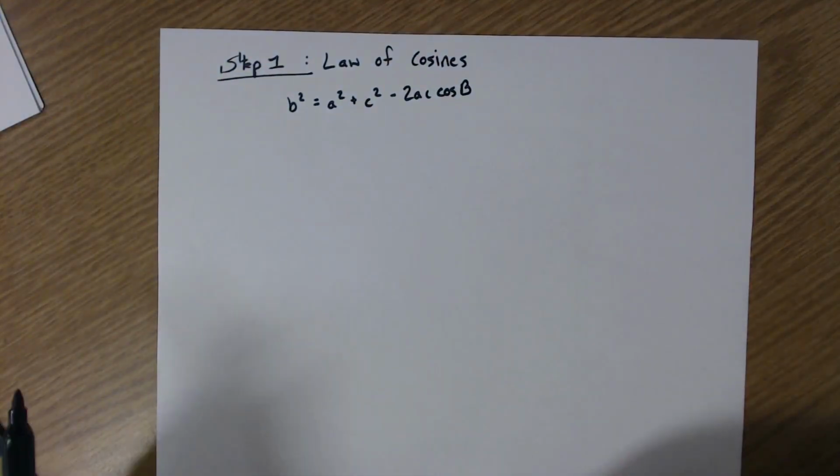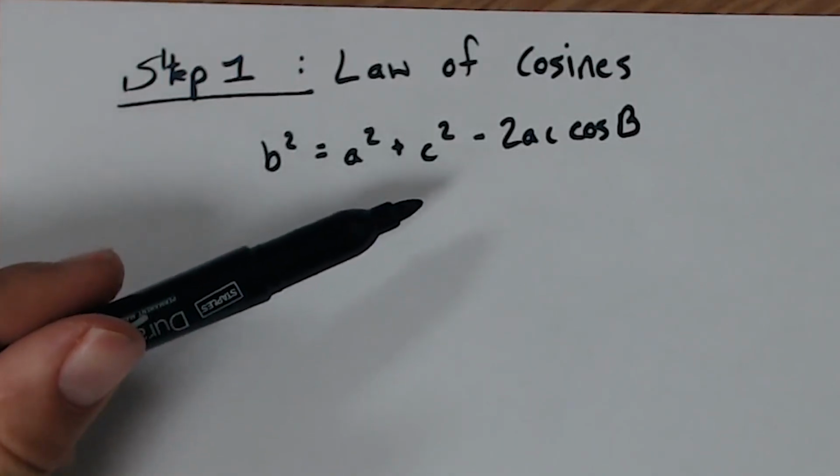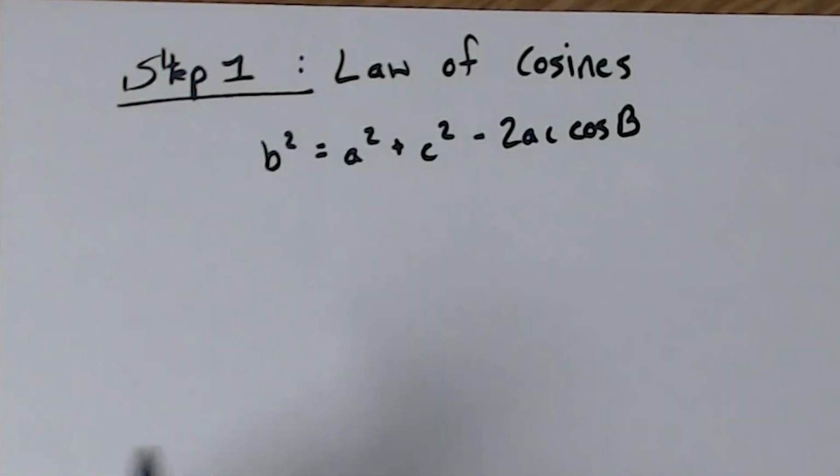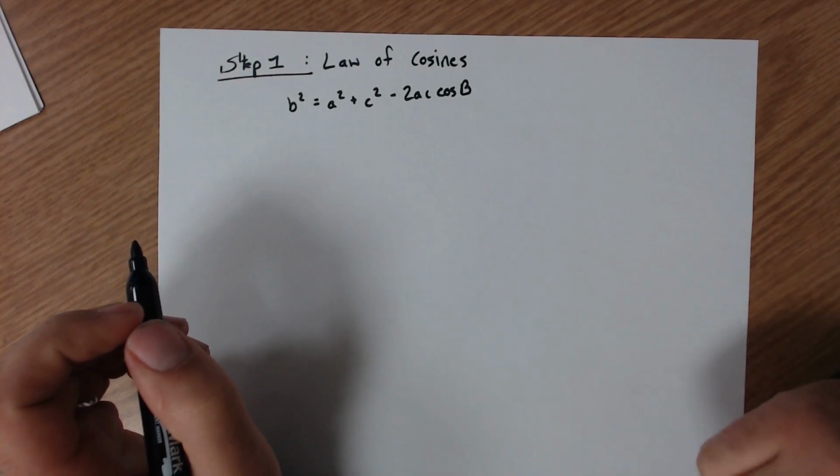So we're going to start off with law of cosines. That's our step 1. And we're going to use this formula, b squared equals a squared plus c squared minus 2ac cosine of angle b. We're doing that because that's all the information that we were given. And now we're going to plug in all the stuff we have. We have a, c, and our angle b.